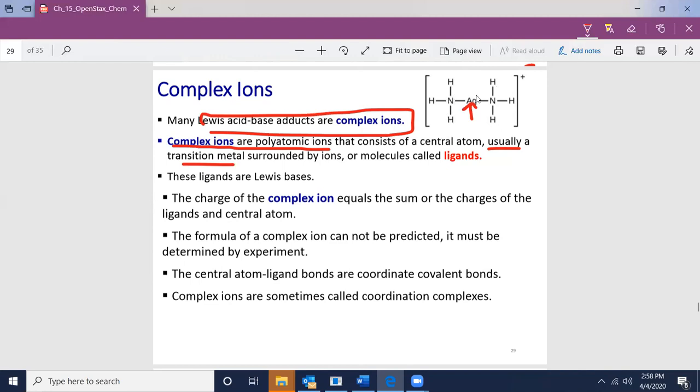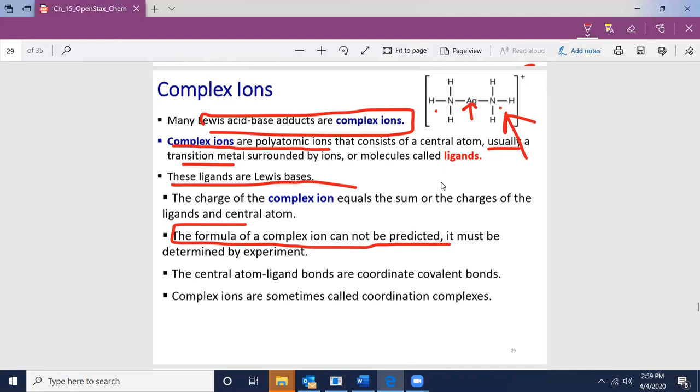So these are the ligands. This is the central atom. These are the ligands. This has an overall charge. It's a molecular compound, so it's actually a polyatomic ion. These ligands on both sides are Lewis bases. The charge of the complex ion equals the sum of the charges of the ligands and the central atom. So silver is plus one. The formula of a complex ion cannot be predicted. Like you see here, this is not a structure predicted by the Lewis structure. That has actually been experimentally determined, and that's how we know they are very complex.